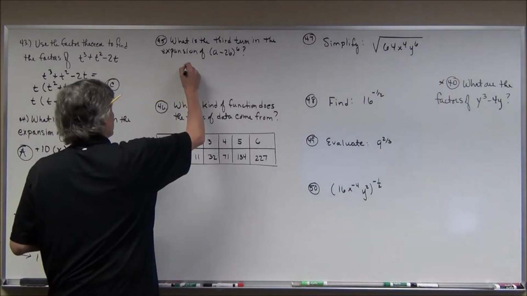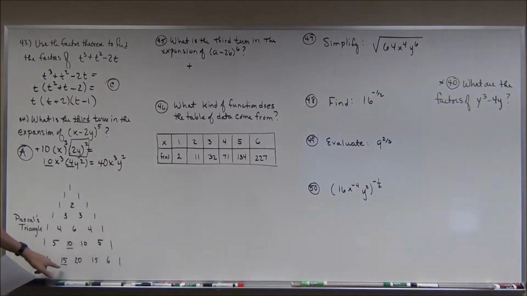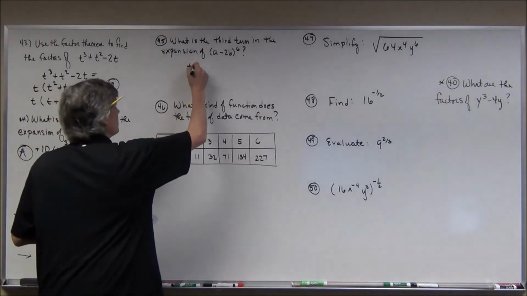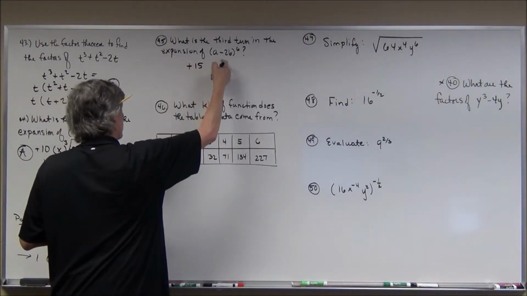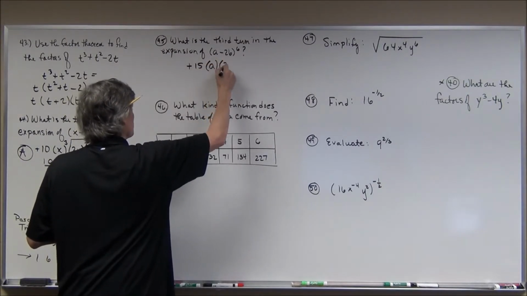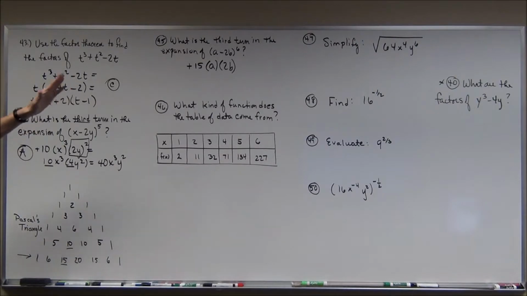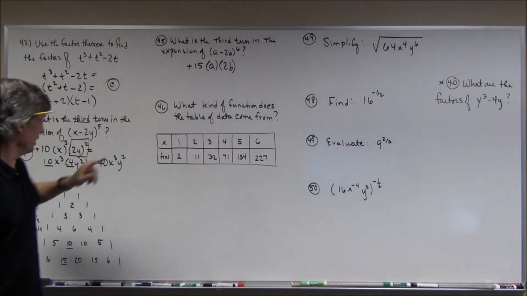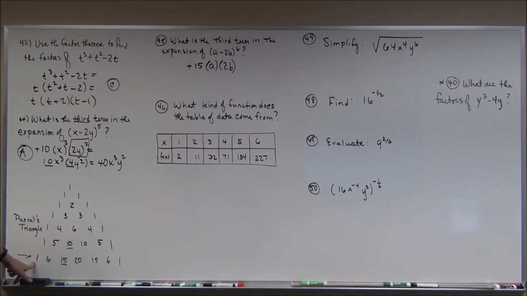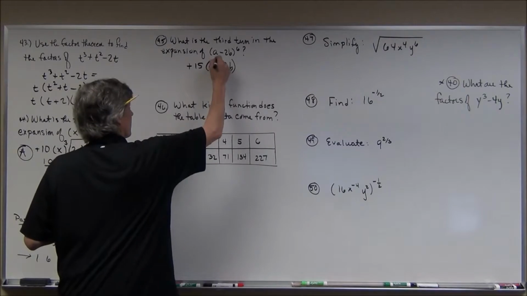So I have a positive 15 from here, and then I have the powers of a and 2b. We always start with the highest and work our way down with the first term. That'd be the a. So this would be a to the sixth, a to the fifth, a to the fourth. So this is going to be a 4 here.